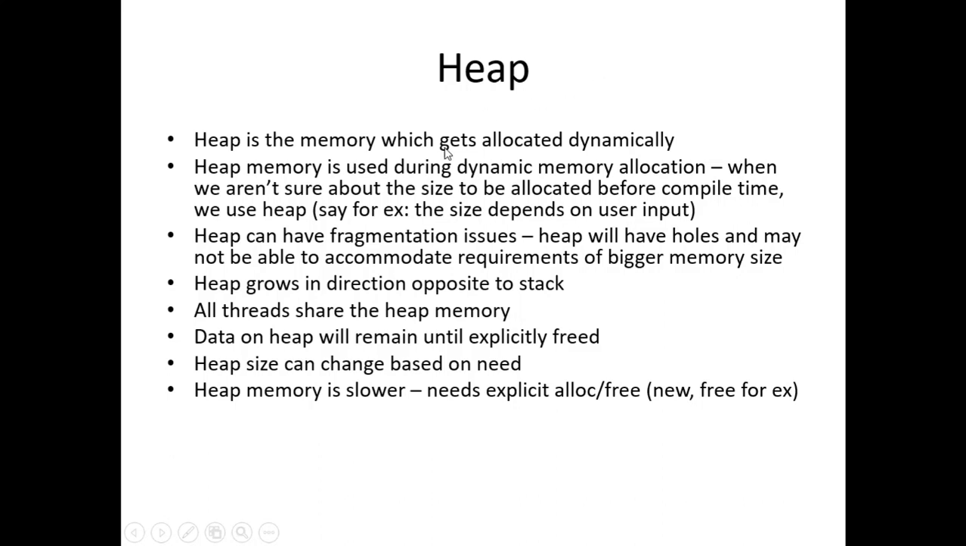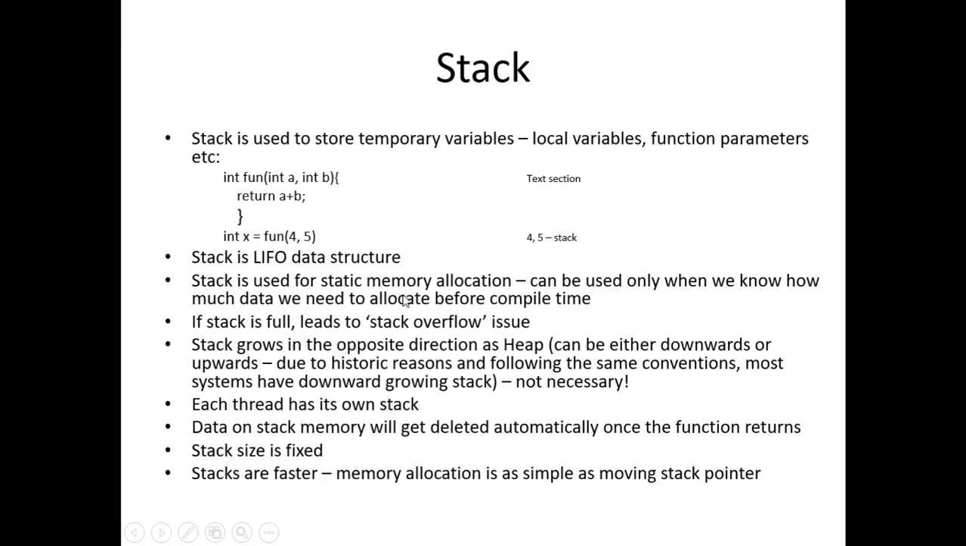When we talk about heap, it is memory which gets allocated dynamically. So you make use of malloc, free, or new, for example. All those kinds of functions are needed in order to create dynamic memory. So heap memory is used for dynamic memory allocation. Stack, on the other hand, is used for static memory allocation, where the size of the stack is known before compile time.